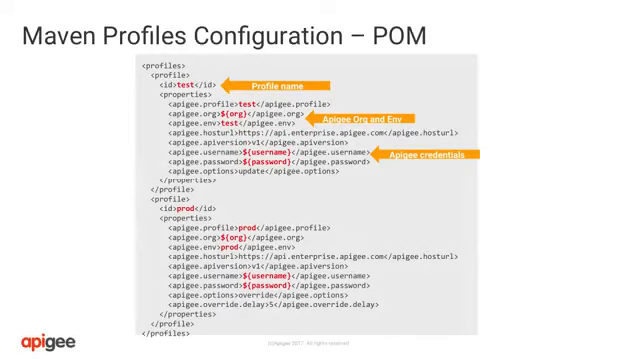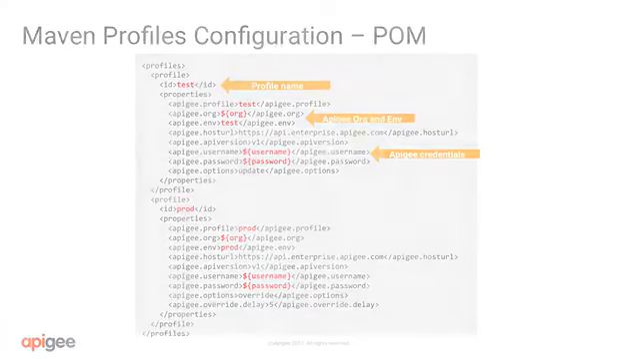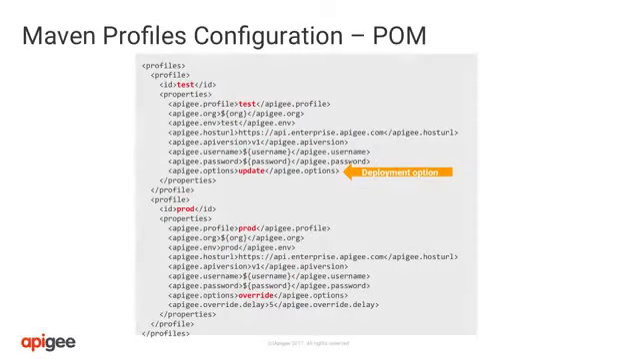Within the POM file, we can maintain different Apigee organization and environment properties like Apigee organization, Apigee environment, Apigee credentials, and many more using Maven profiles. Depending on the profile passed in the Maven command, the appropriate properties are used for deployment. This is useful when you're trying to deploy the bundle to different organization and environment combinations.